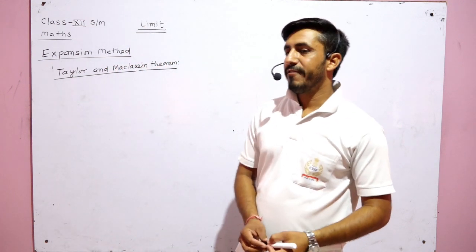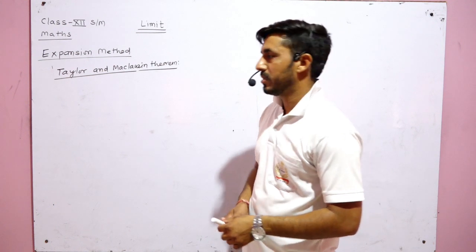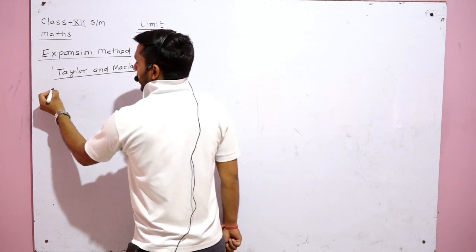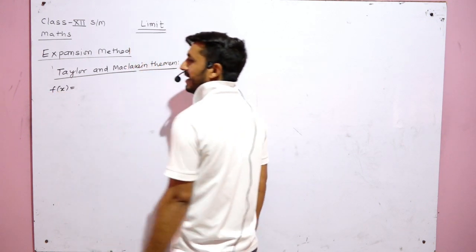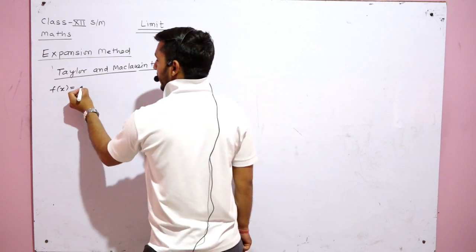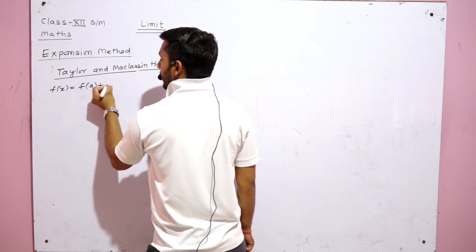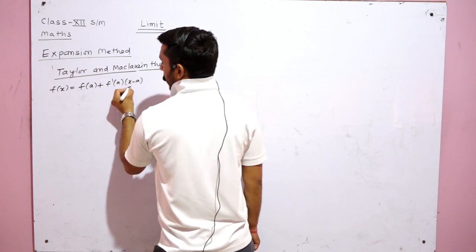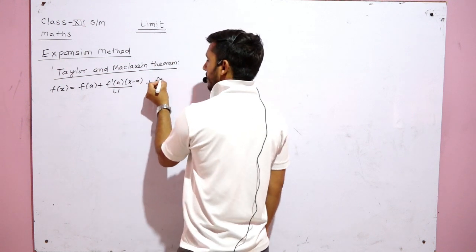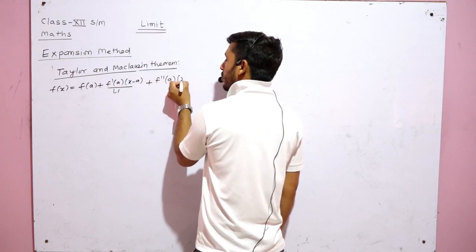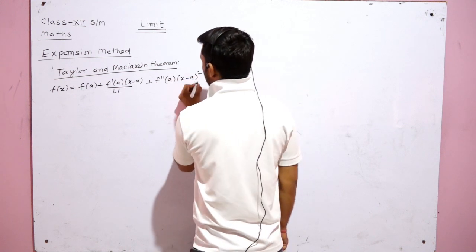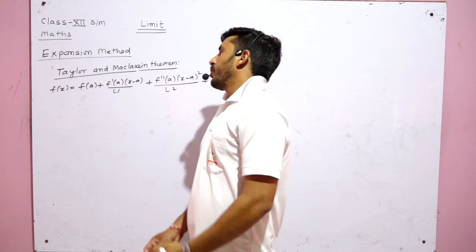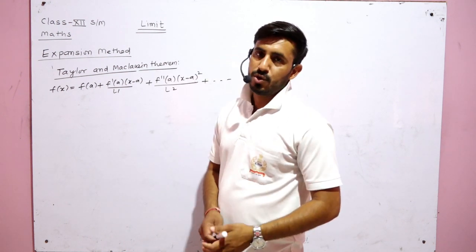If we are taking a function as f(x), then the Taylor or Maclaurin theorem will expand the function f(x) at any value a, and the value will be obtained as f(a) plus f dash of a into (x minus a) upon factorial 1 plus f double dash of a into (x minus a) whole square upon factorial 2 plus and so on. This is the Taylor or Maclaurin theorem.